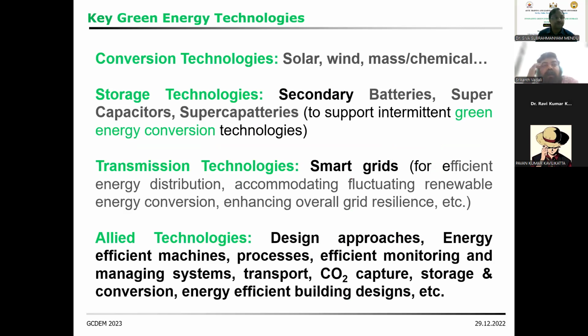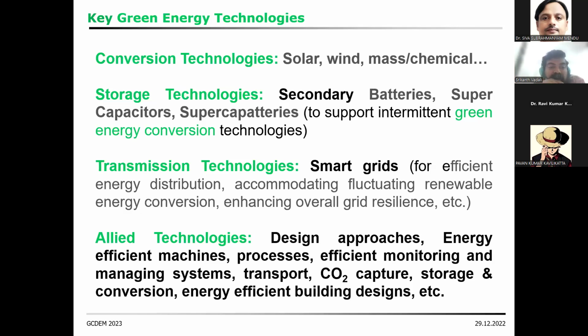Now let us see the key green energy technologies. These are classified into conversion technologies, where you have solar, where light is converted into electricity, wind is converted to electricity, and then biomass, where chemical energy is converted into electrical energy. And then storage technologies are there. The very popular ones are the secondary batteries and supercapacitors.